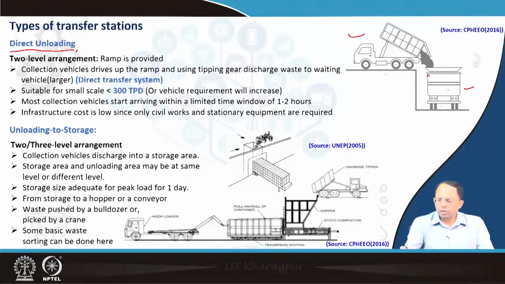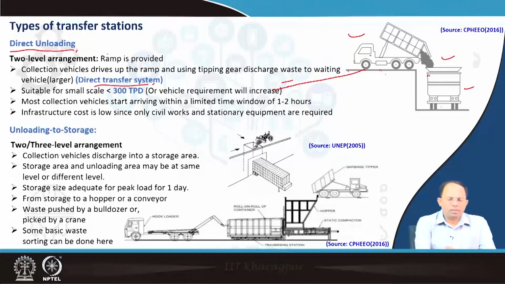That can happen. So let us assume that this vehicle has gone above. How has it gone? Of course, it has used a ramp to go to that particular spot. So the collection vehicle drives up a ramp and, using tipping gear, discharges waste to a waiting vehicle which is larger in size, and this is known as the direct transfer system. Directly I am loading into this particular vehicle. And usually this kind of system is suitable for small scale, which is less than 300 tons per day.